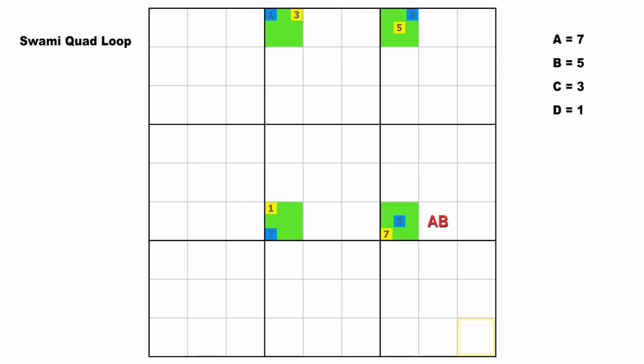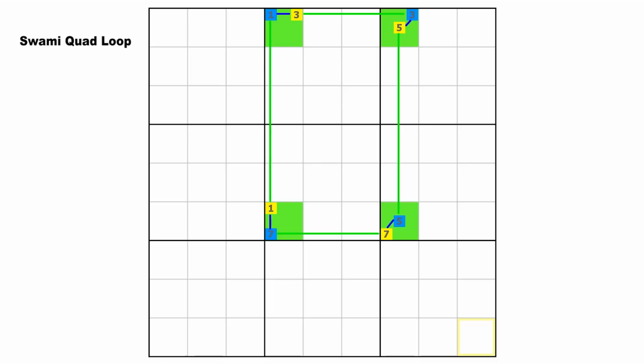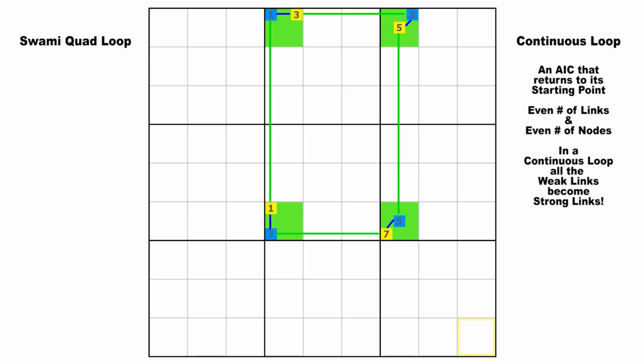Or you could call the 7 in R6C7 candidate A, and then the 5 would be candidate B, but then you would have to proceed counterclockwise up to the 5 in R1C7 and then proceed from there. It doesn't matter. The end result will be exactly the same regardless of where you start or which direction you go. Now what's also going on here is that this is a continuous loop.